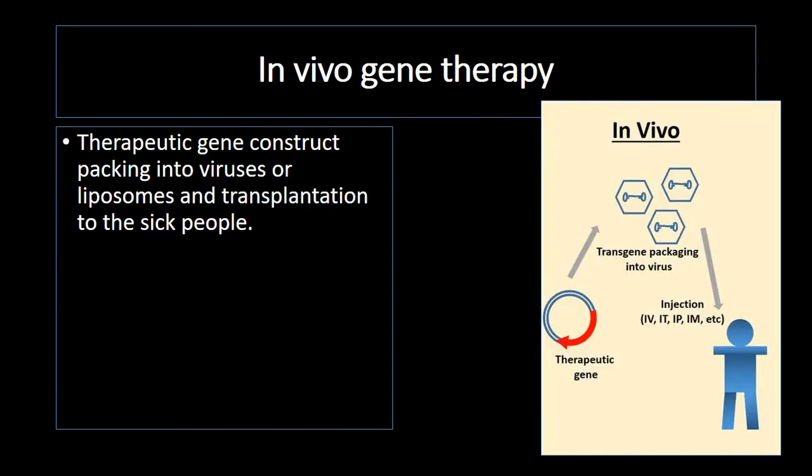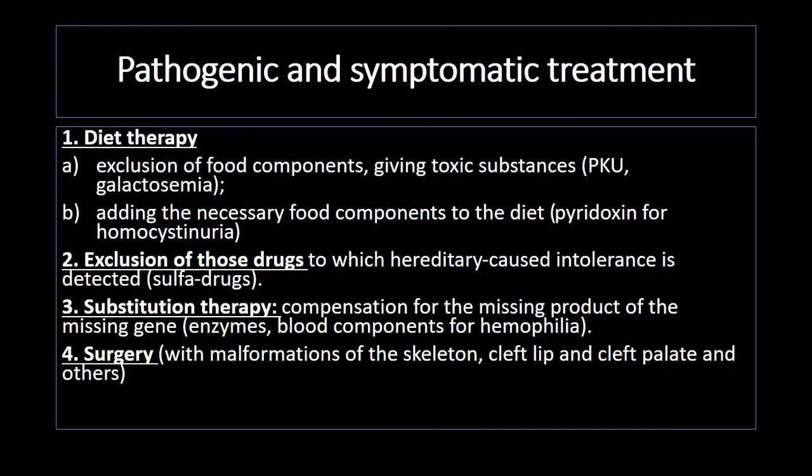And in vivo therapy: therapeutic gene construct packing into the viruses or liposomes and transplantation to the sick people in vivo, in the living organism of the patient. Etiological treatment, unfortunately, is very expensive and not always available. Therefore, treatment is often limited to pathogenic and symptomatic approaches.